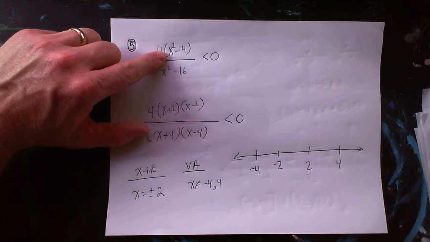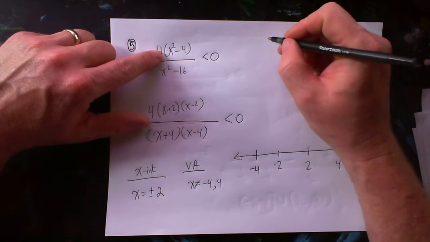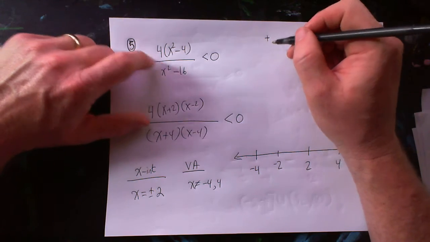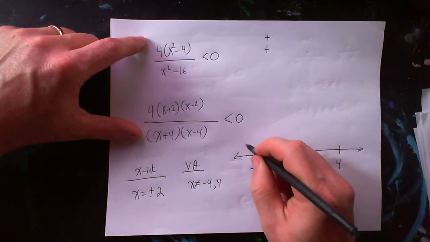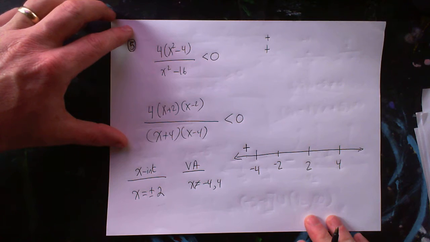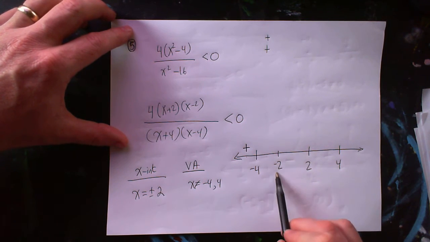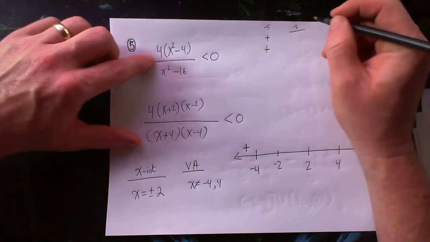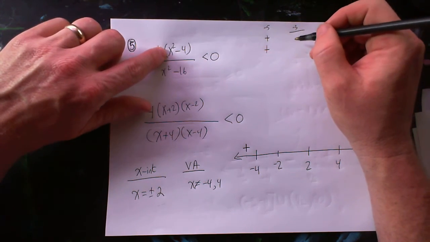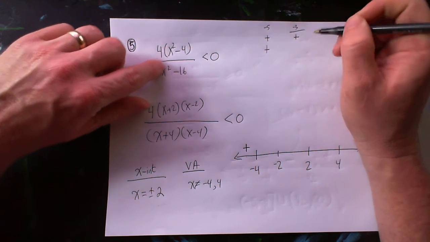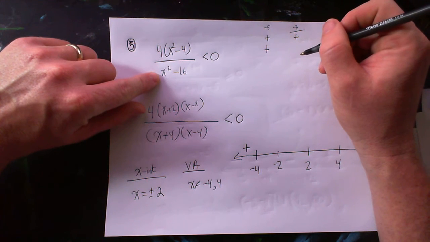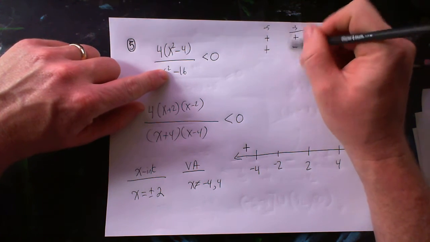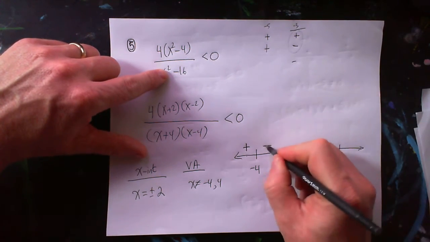So negative 5 squared is 25. 25 minus 4 is positive. Negative 5 squared is 25 minus 16. That is also positive. So I've got a plus in that area. Now I look between negative 4 and negative 2. So if I plug in a negative 3, negative 3 squared is 9. 9 minus 4 is positive. Negative 3 squared is 9. 9 minus 16 is negative. So here I'm going to get a negative value.